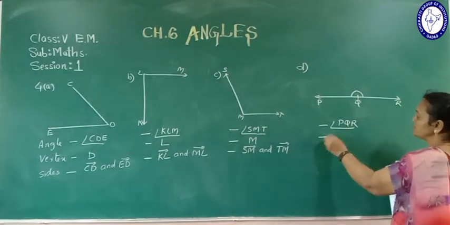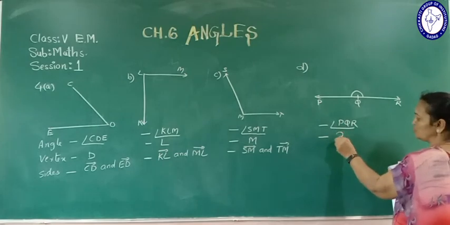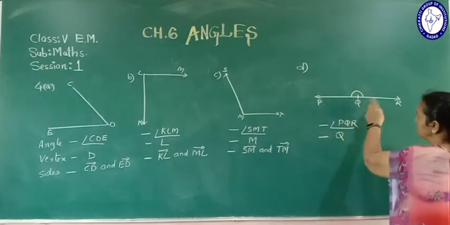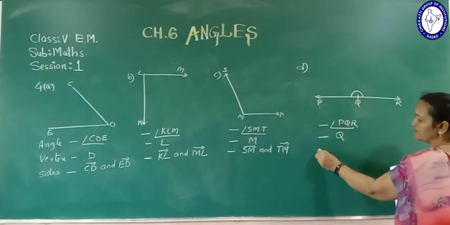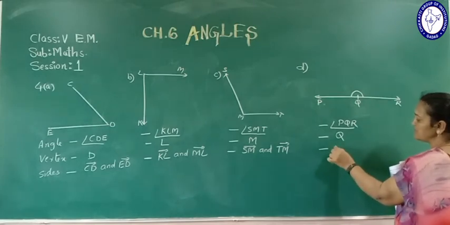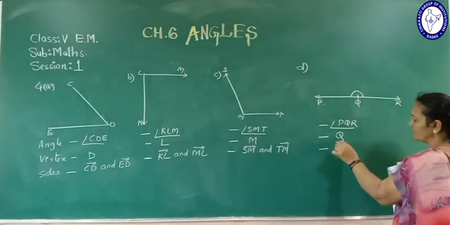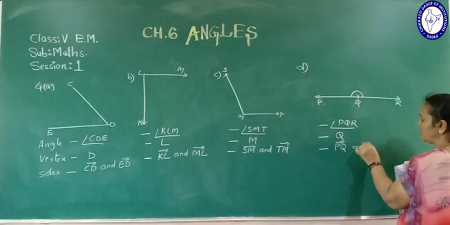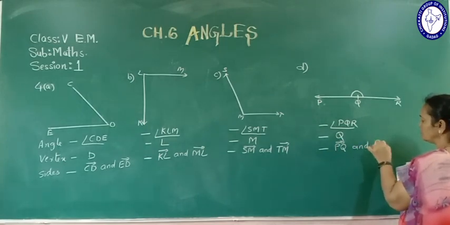Then which is the vertex here? Q, where both arms meet. The vertex is Q. Then which are the sides? PQ and RQ. Got this?